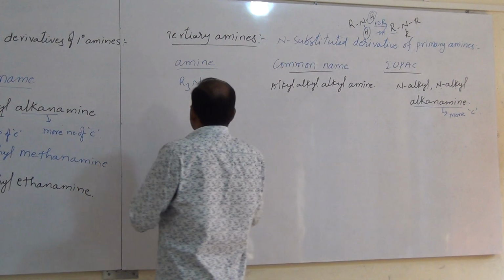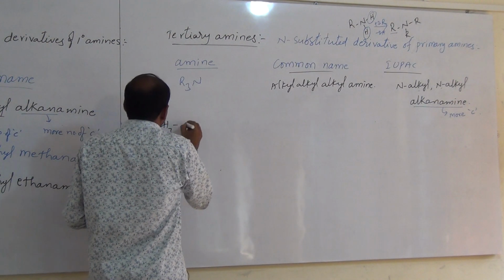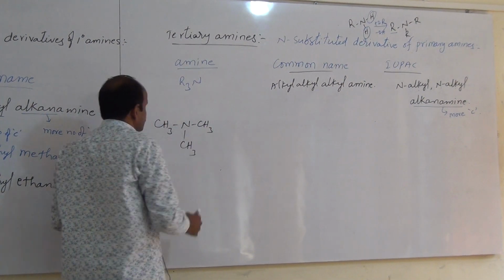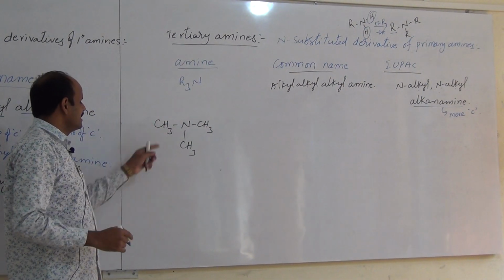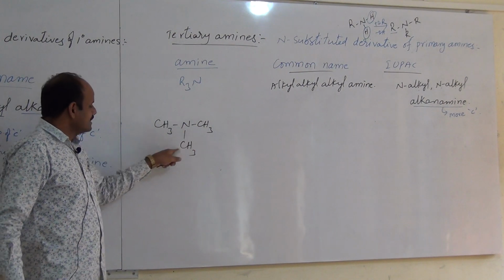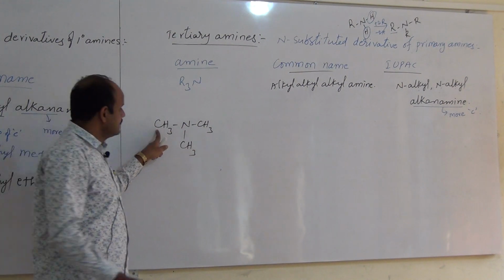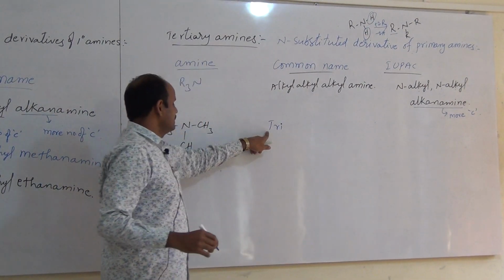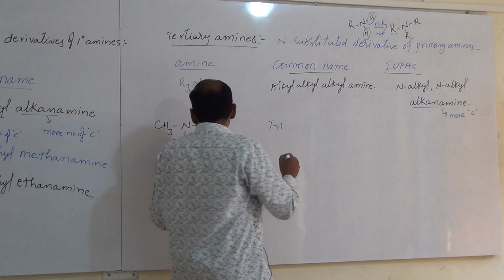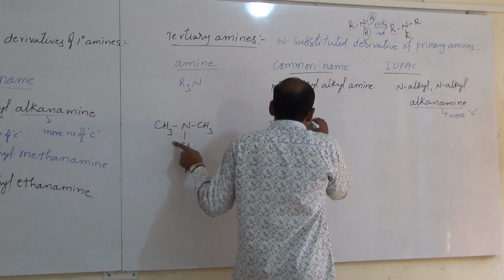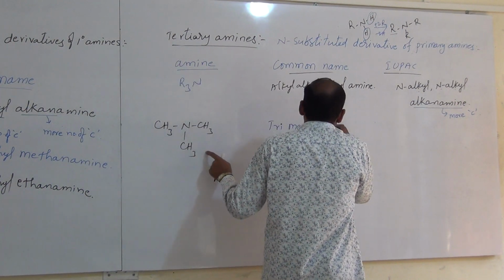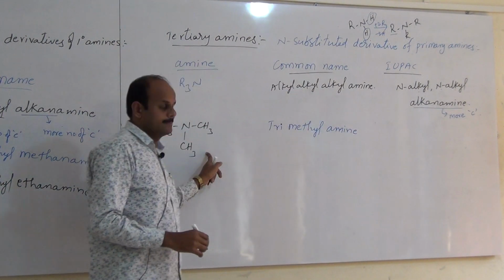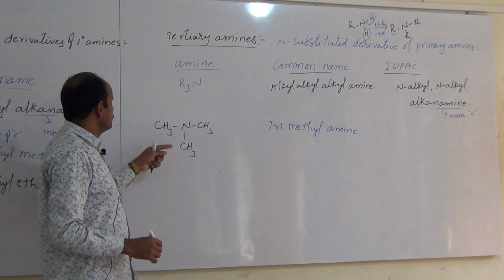Example: CH3, N, CH3. How many groups are there? Three are there, and these three are the same. What are they? Methyl groups. Since they are the same, we should write it with the prefix tri: trimethylamine. Okay, then the IUPAC name here.